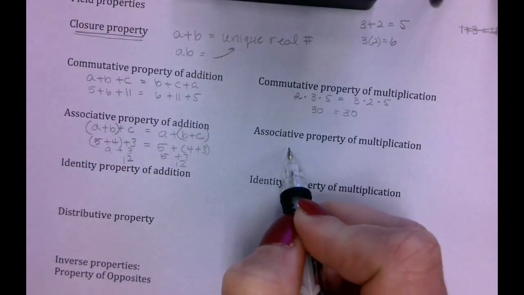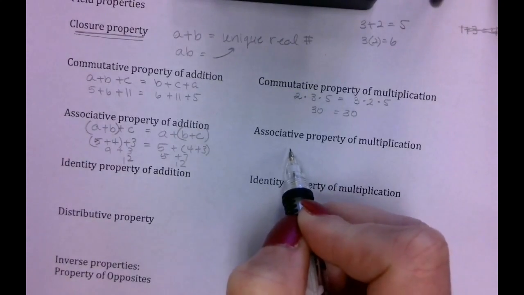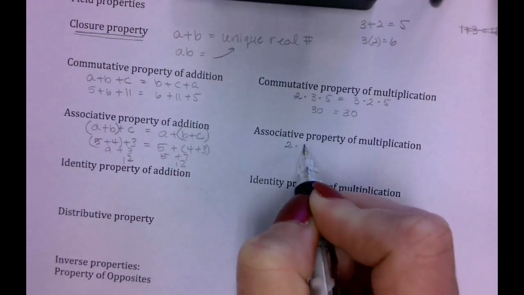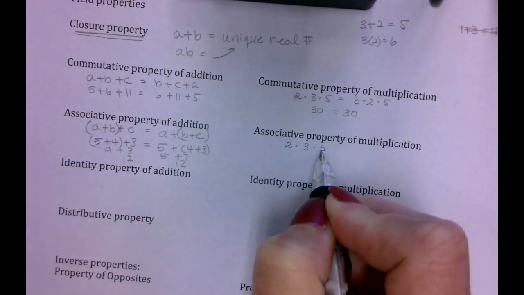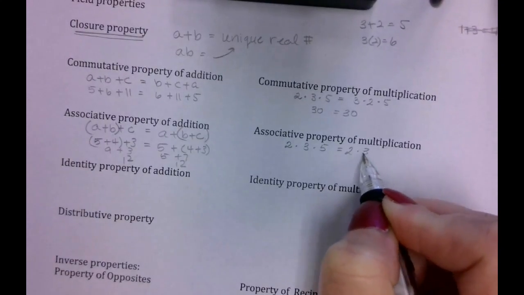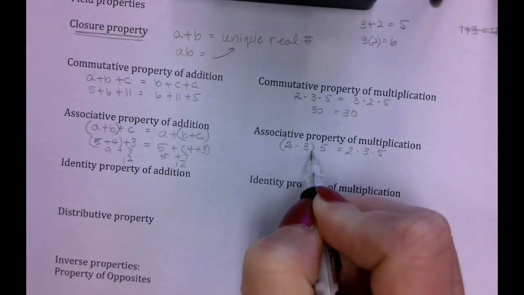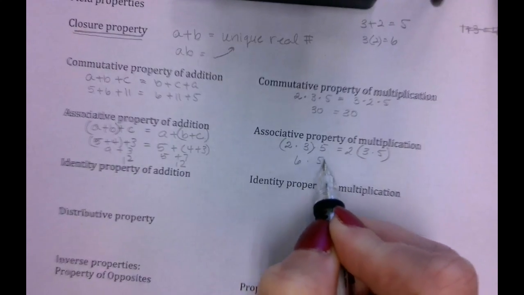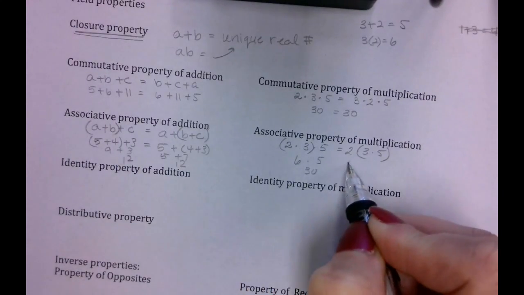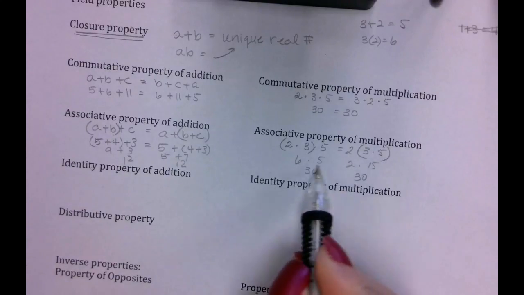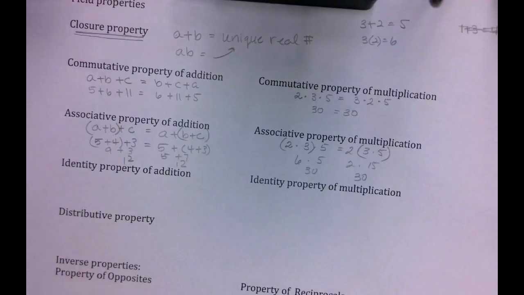The same is true with the associative property of multiplication. You can take any 2 or 3 or 6 or any amount of numbers and not change the order, but change how you group them. So this is 6 times 5, which is 30. And this is 2 times 15, which is also 30. So again, order doesn't change, how you group them does.